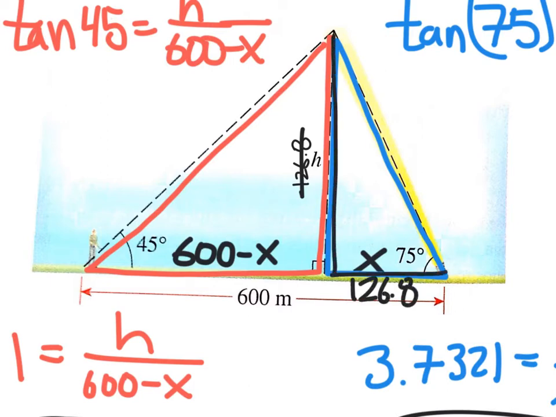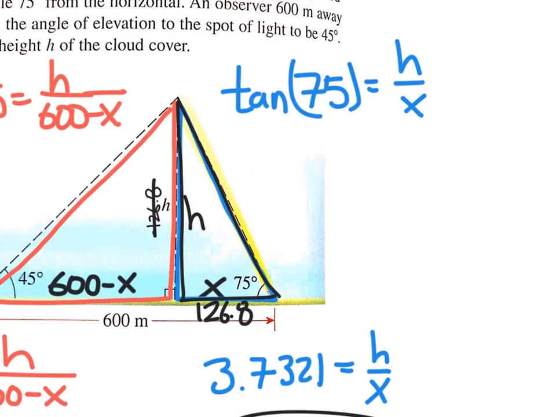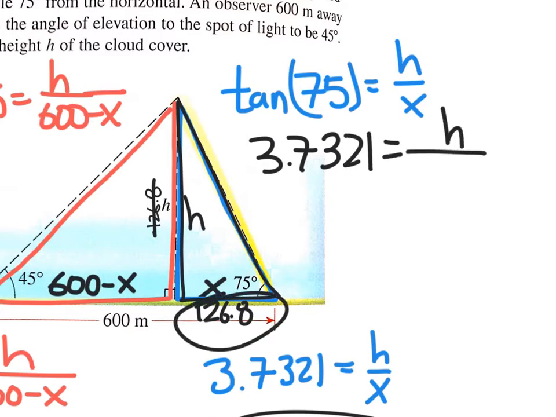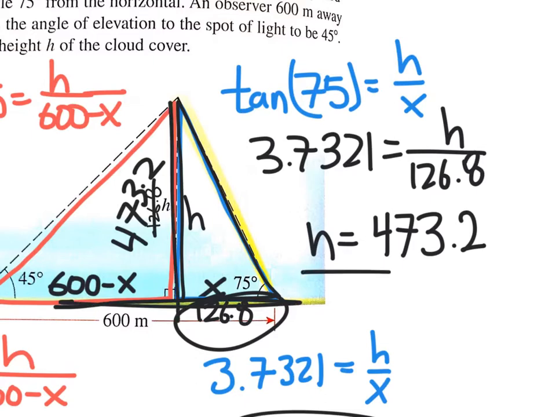So there is a last step where we still need to solve for h. Using what we have over here, we knew that the tangent of 75 was 3.7321, and we know that's h over what we just solved for, 126.8. So after solving, we end up with h equals, and I got 473.2. If our bottom dimension is 600, that looks totally reasonable.